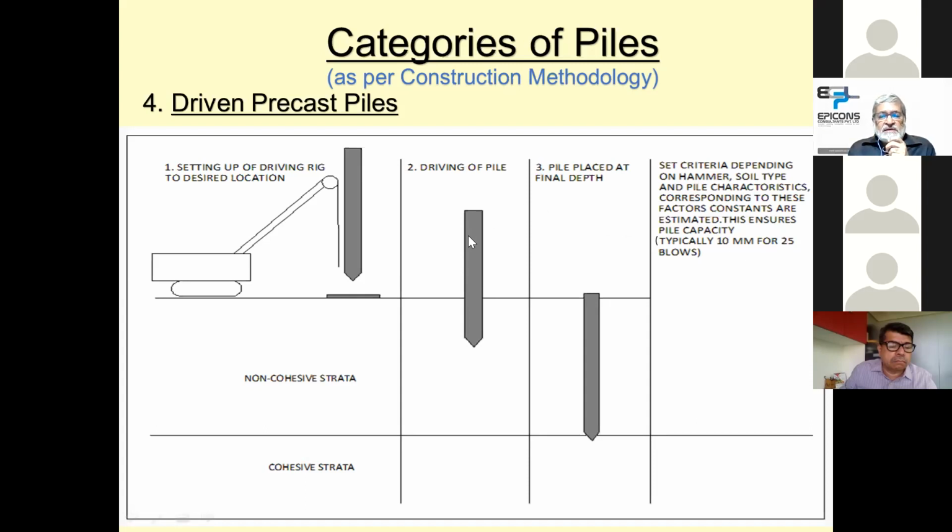So set criteria is decided. Once we reach the set criteria, we stop driving the pile. Typically 10 mm for 25 blows is one of the set criteria, at which we can assume that the pile has reached its capacity.